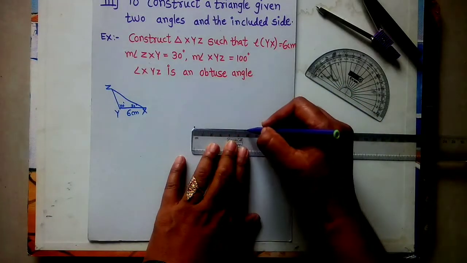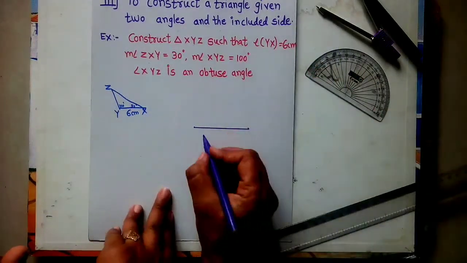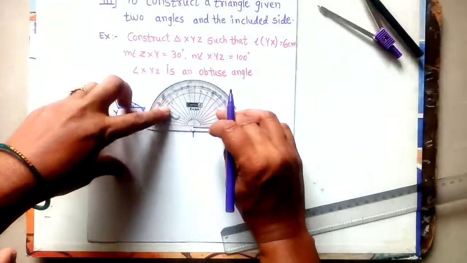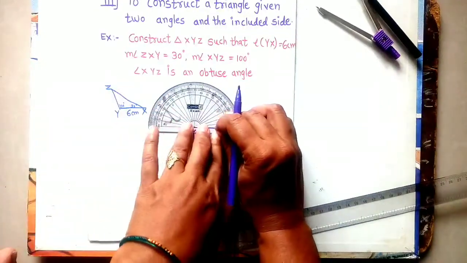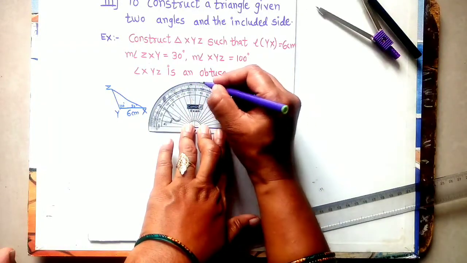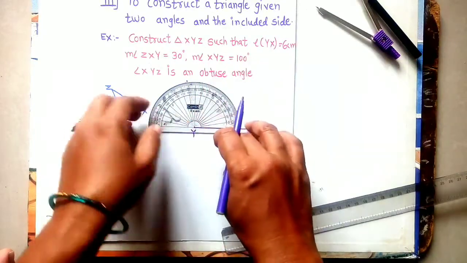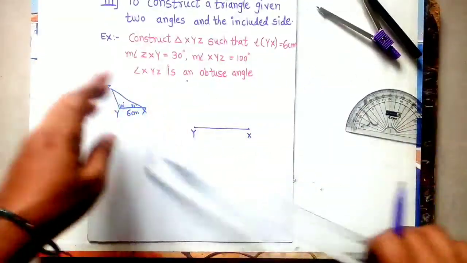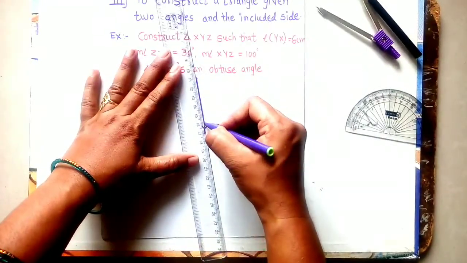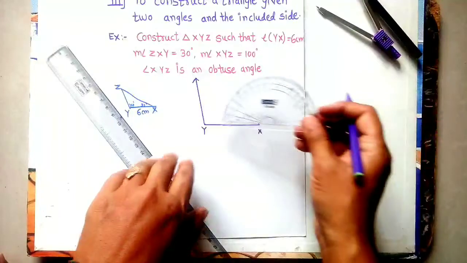According to the rough figure, draw seg YX as the base of length 6 cm and name it YX. Since Y is a measure of 100 degree, draw ray YR of 100 degree using a protractor. And draw ray YR such that measure of angle XYR is equal to 100 degree.